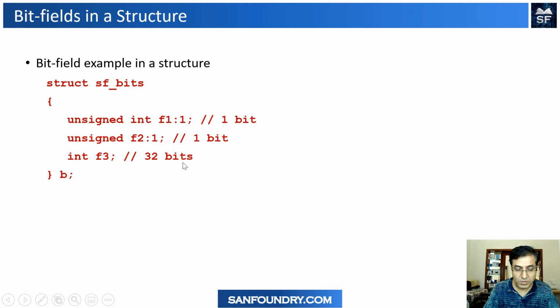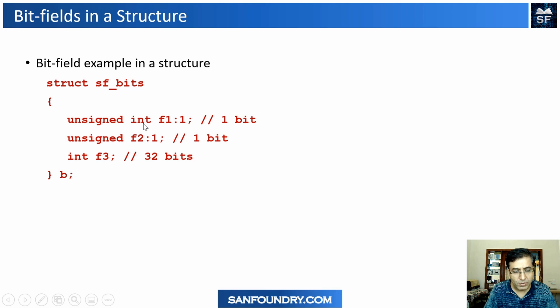There are no bits specified here, so consider that integer is 32-bit on this system, so it's 4 bytes. The question here is, how will the compiler work out the memory requirement for this example? That is, what will be the size of SF bits, or the size of this particular b?